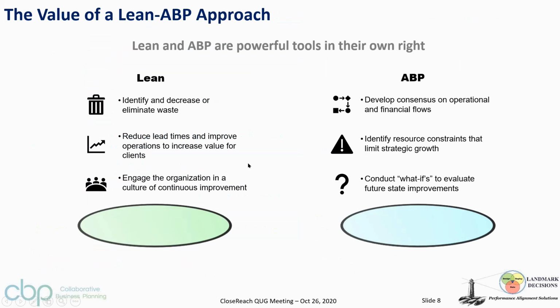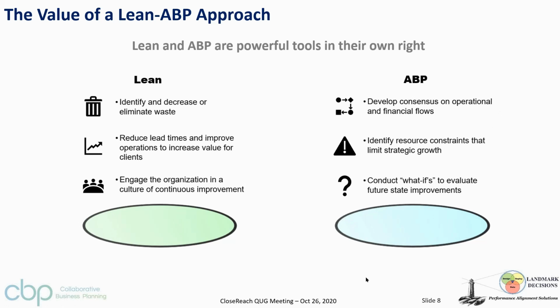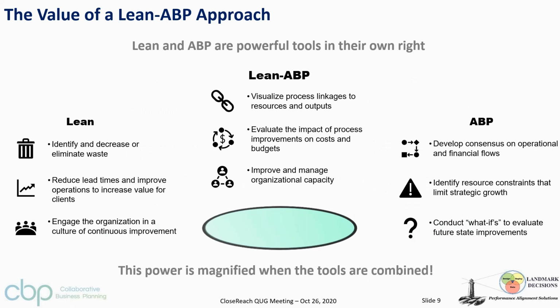So really, lean and ABP are certainly powerful tools in their own right. Lean for identifying waste and reducing lead times and building this culture of change and process improvement. ABP on understanding and building consensus on operational financial flows, being able to conduct what ifs, but the real value comes when you tie those together to visualize the impact of those improvements and to understand its impact on costs and budget.